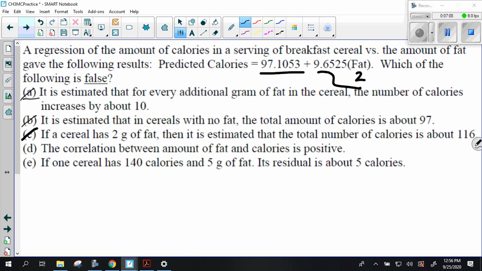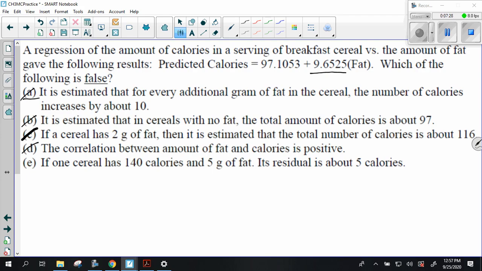The correlation is positive. Definitely. How do we know that the correlation is positive? We know because our slope is positive. So our correlation must be positive. And then, we'll check and make sure. I'm not just going to circle it because it's the last one. I want to make sure that this bad boy is false.